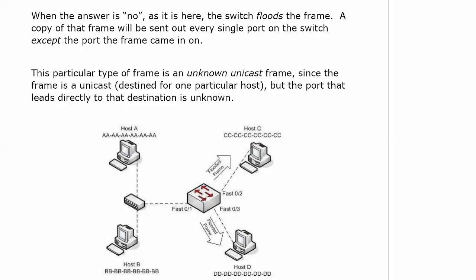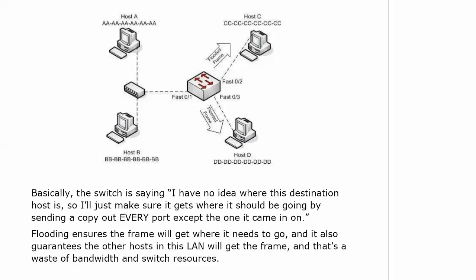And I know I've got it on the screen here for you. I like to ask that in question form too, though, because when I first heard that term, I thought, well, if it's unknown, how do you know it's a unicast? Well, the frame is a unicast itself. It's destined for one particular host, but the port that leads directly to that destination is unknown. And you know what the switch is basically saying in this situation? I don't know where this destination is, so I'm going to make sure it gets where it should be going by sending a copy out every port except the one it came in on.